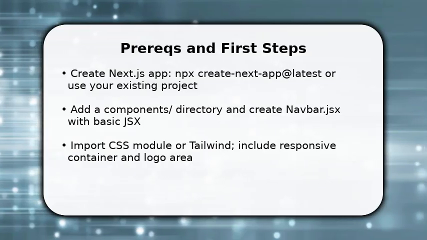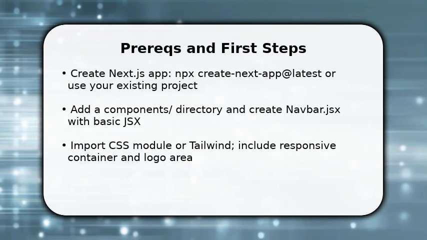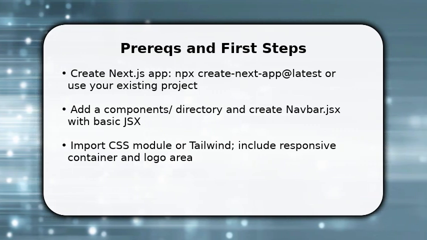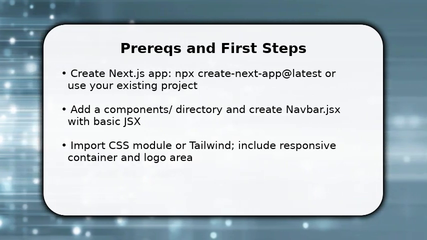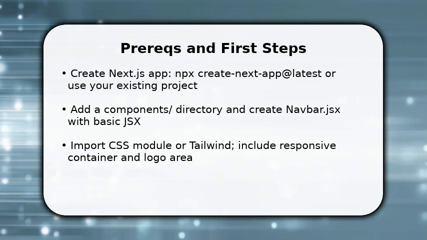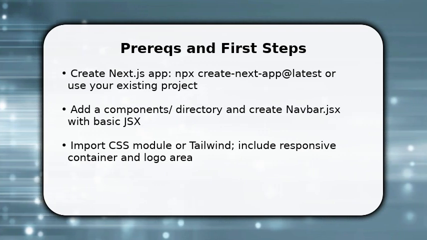You already have the prerequisites, a Next.js app and a styling choice. Start by creating components/navbar.jsx and exporting a functional component. Inside, build a semantic nav with a logo link and a UL for links. You do this so layout and accessibility are clear.